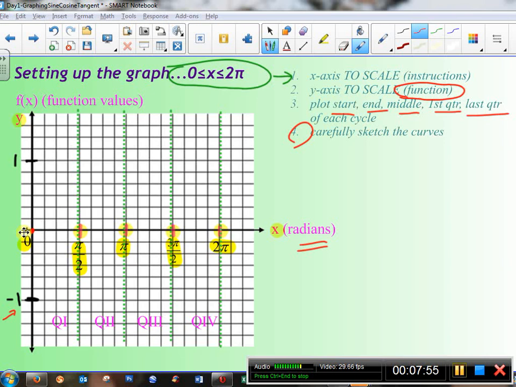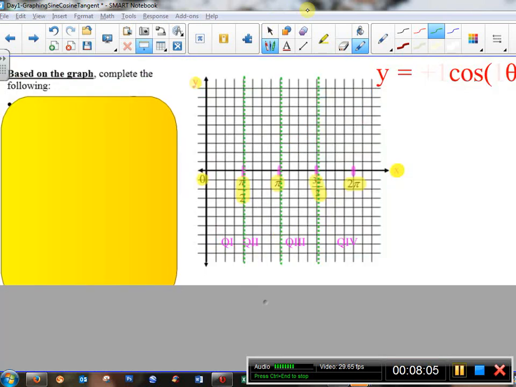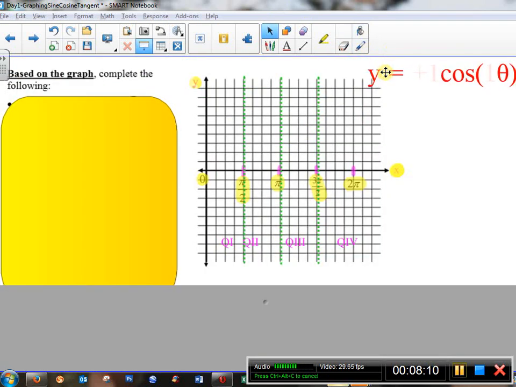But that x-axis will always be labeled in radians. And you might notice that you might have some fraction work to do in here, but I'll do my best to make the fraction work easy for you. So let's get busy graphing one of these. We're going to graph y equals the cosine of theta, just a basic trig function. Y equals the cosine of theta. I'm going to borrow my labelings from the last screen.